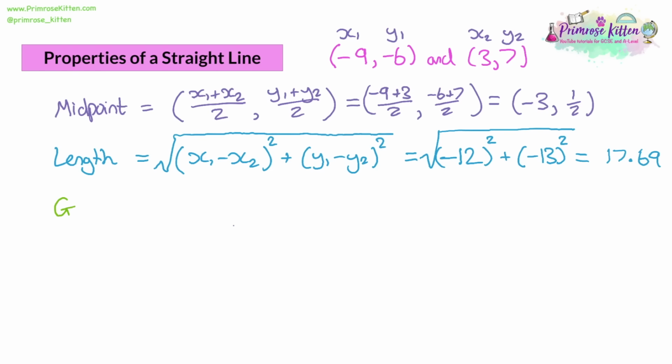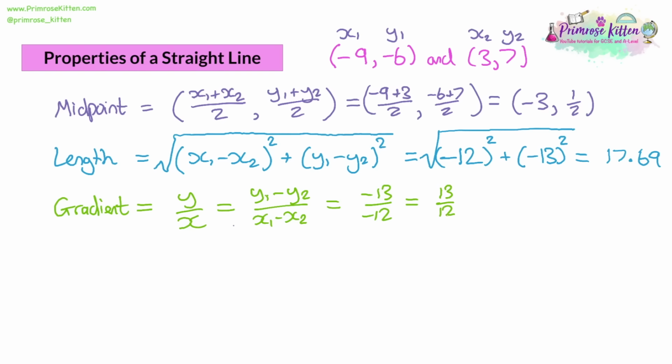Next, we can find the gradient of the line. The gradient is the change in y over the change in x. So we're going to look at our y coordinates. It's going to be similar to the Pythagoras theorem, actually. So it's going to be the y1 minus y2 and the x1 minus x2. And so altogether, that's going to give us negative 13 over negative 12. And then if we simplify that, they're both negative, we can make it positive. It's going to be 13/12, the gradient. Change it to a mixed number, 1 and 1/12. That's how steep the line is.